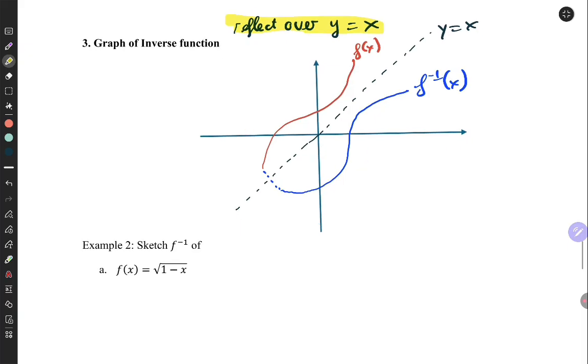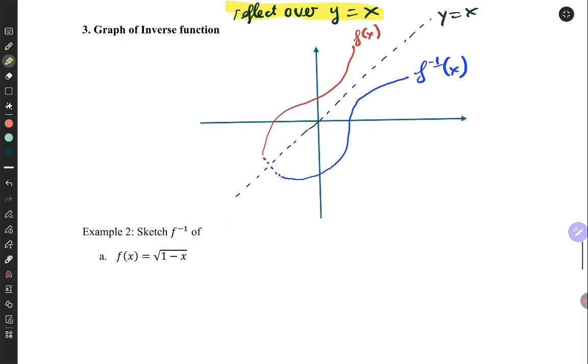Let's sketch some actual function. First, I want you to sketch the original of this one. I want to give you the idea. The model function of that would be square root of x, right? I give you the square root of x. I hope you still remember the function transformation. That's just number one over there. So square root of x.